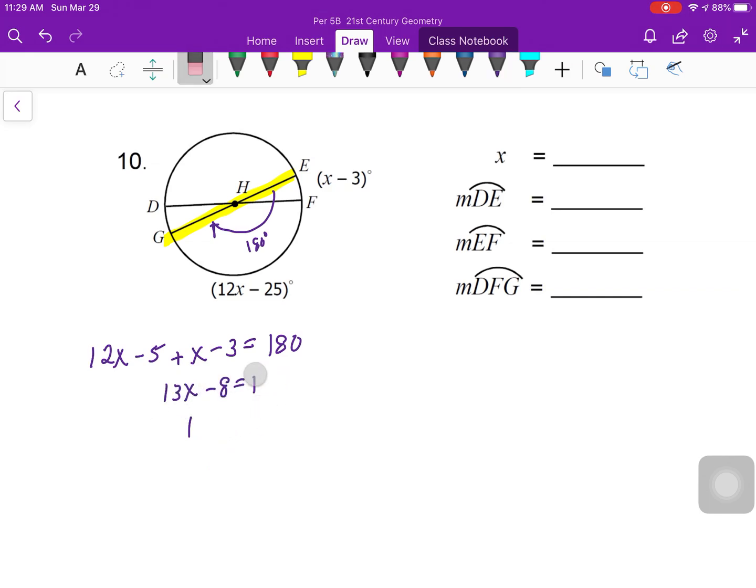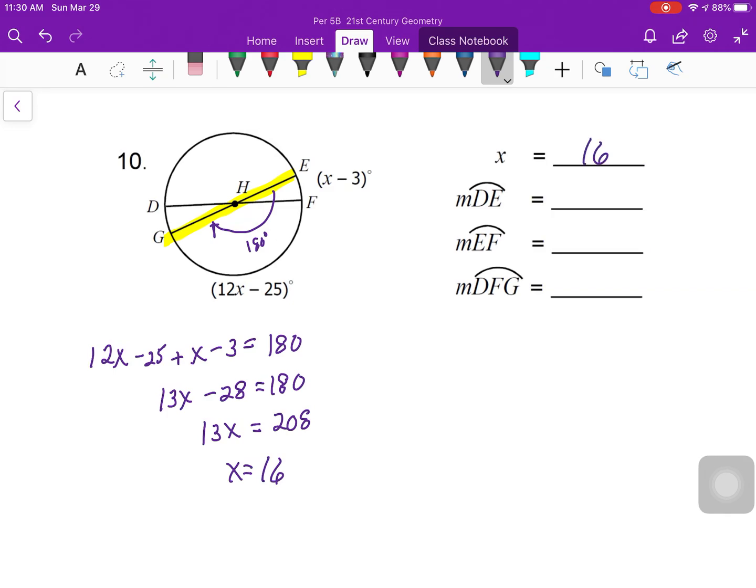Uh-oh. Let me start that one over here. Because it's not 5, it's 25, isn't it? So 12x minus 25. So now we have 13x minus 28 equals 180. So 13x equals 208. So x equals 16.